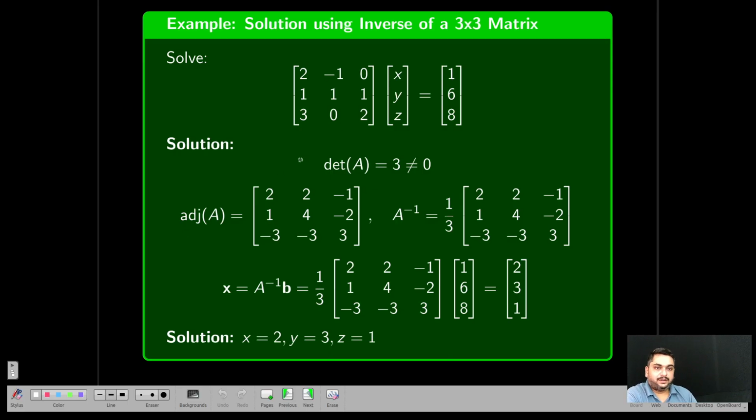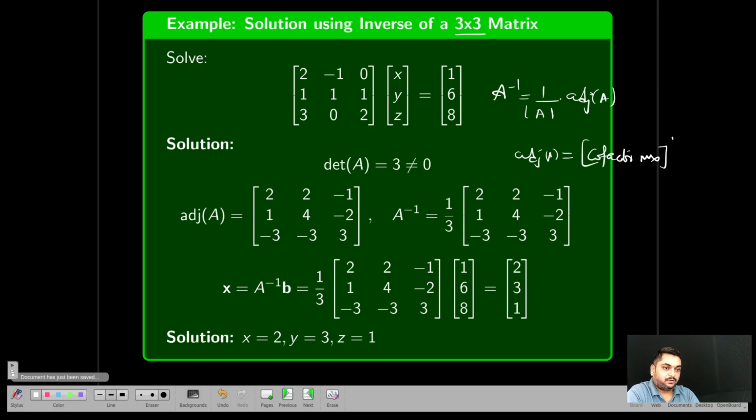So similarly, you can find the solution using the inverse of a 3 cross 3 matrix. See, 2 cross 2 is easy, but for 3 cross 3 or above, in general you can find it using 1 by determinant of A into adjoint of A. This is adjoint of A, you already learned. Adjoint of A is equal to the transpose of the cofactor matrix.